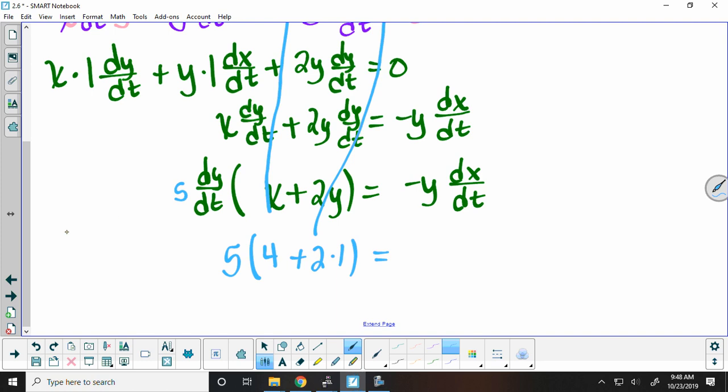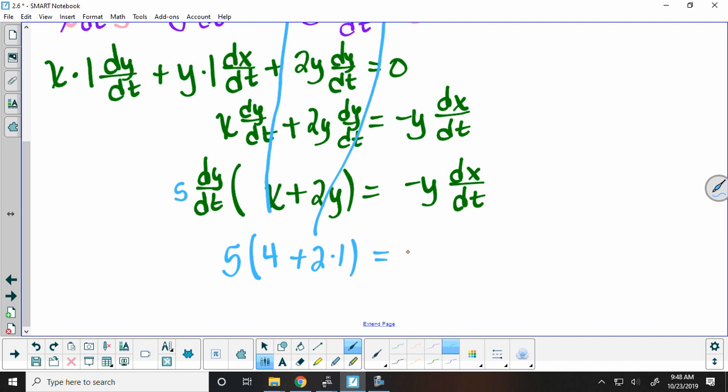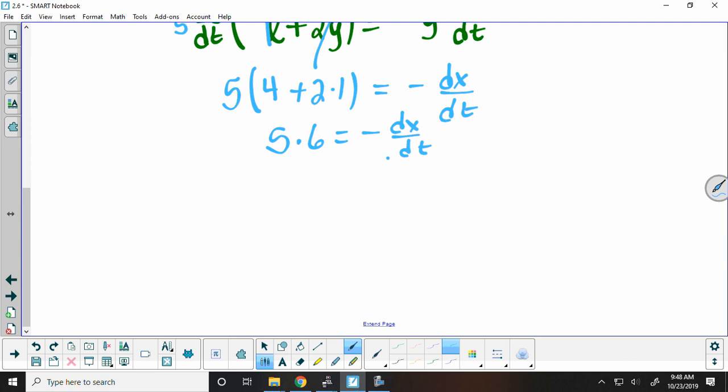Oh, there's a negative y. I got to plug 1 in there also. So that's negative dx over dt. So that's going to be 5 times 6. So what is dx over dt telling us? Negative 30. This means that whatever this represents, whatever variable it represents, that variable is decreasing, right?